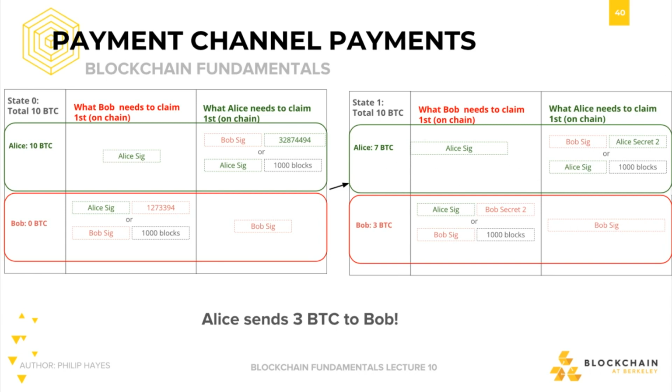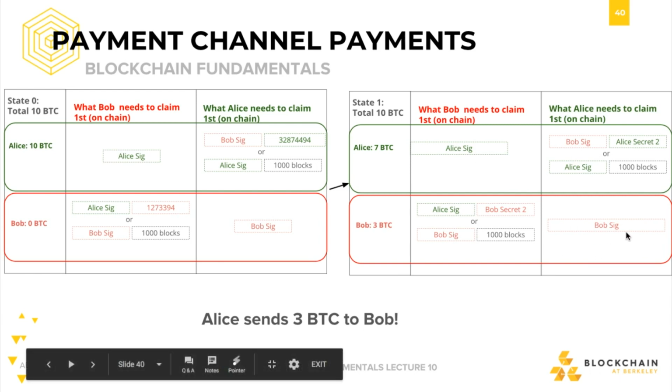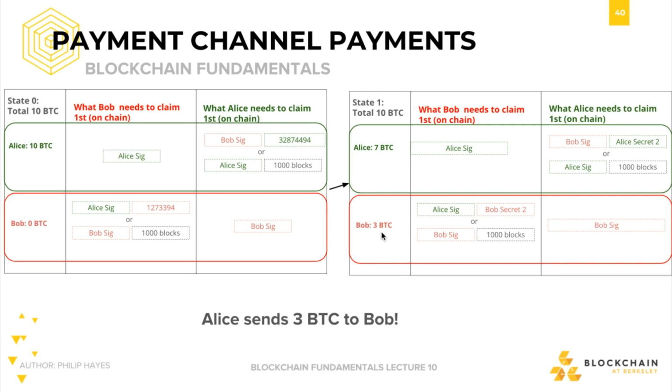Versus if Alice does that in state 1, she truly does own 7 Bitcoin, and Bob doesn't know her secret, so there's no way he can get her money. She just has to wait a period of 1,000 blocks. And once Alice puts her claim for reward on the blockchain, Bob will automatically be given his 3 Bitcoin. Questions on this?